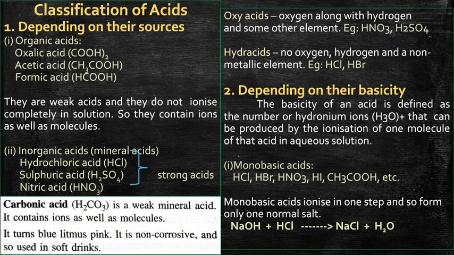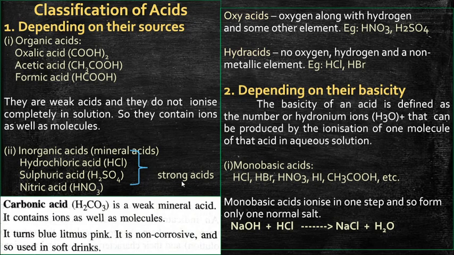On the other hand, inorganic acids are also known as mineral acids. Examples for these mineral acids are hydrochloric acid, sulfuric acid, and nitric acid. These are said to be inorganic acids, and they are usually obtained from the minerals. Hence they obtain the name. These acids do not contain carbon atoms, and they are known to be strong acids because they ionize completely.